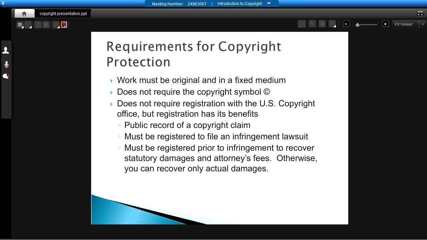So you don't have to put the C on it. A lot of people still do. And you don't have to register it with the United States Copyright Office, but there are reasons why you might want to do that.